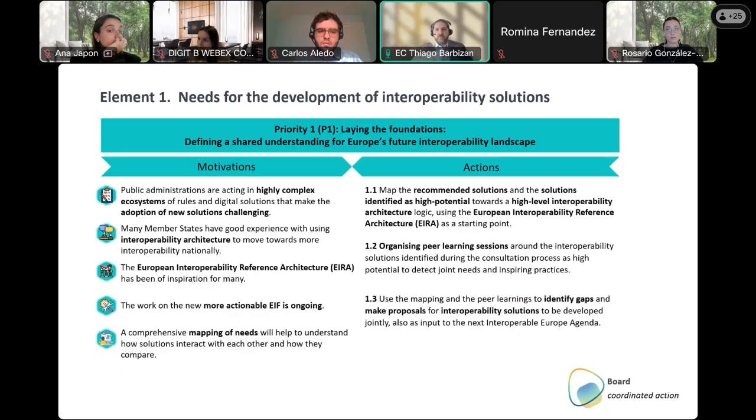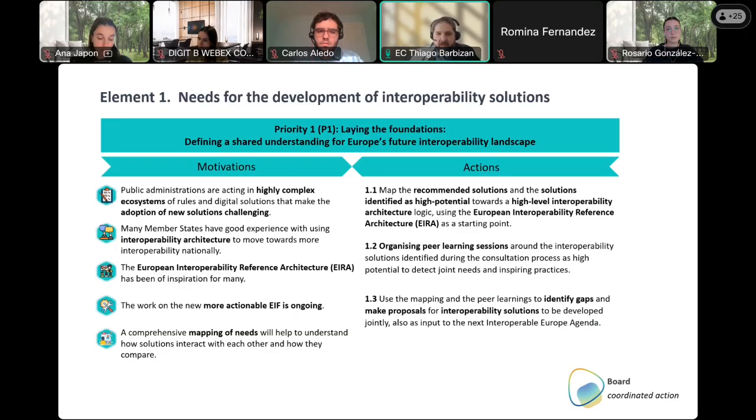And here you will always have this structure, which is also present in the published agenda: on the left side, you have the motivations or the pain points that led to the actions that you see on the right side. So here, I will not read the entire slide because then this presentation will become very boring, but you can see that the motivations on the side are really concrete.